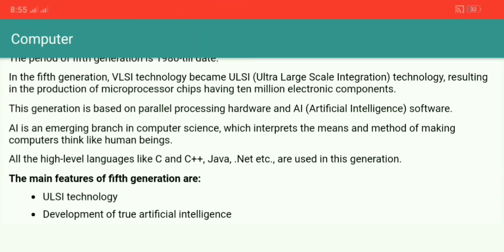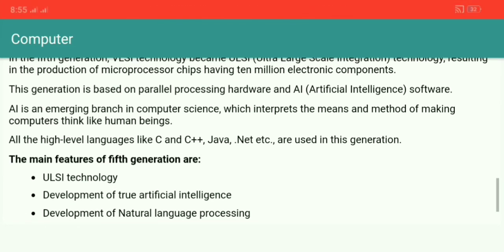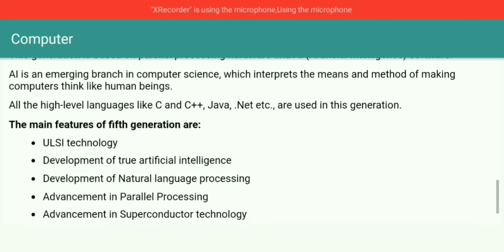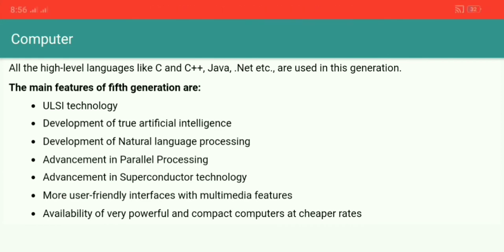AI is an emerging branch in computer science which interprets the means and method of making computers think like human beings. All the high-level languages like C and C++, Java, .NET, etc. are used in this generation. So ito yung main features ng 5th generation.